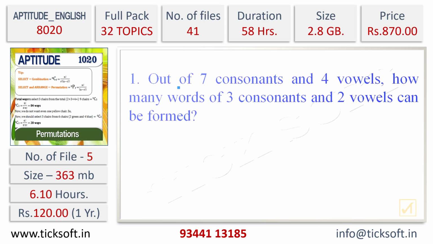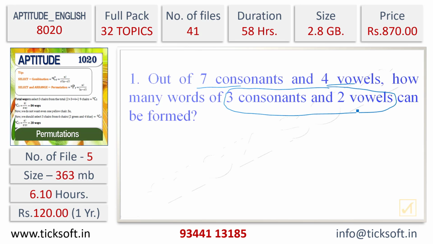First question: out of 7 consonants and 4 vowels, how many words of 3 consonants and 2 vowels can be formed? Listen, we have totally 7 consonants and 4 vowels, but we have to form the words with 3 consonants and 2 vowels. So we have to find the number of words in which we have 3 consonants and 2 vowels.